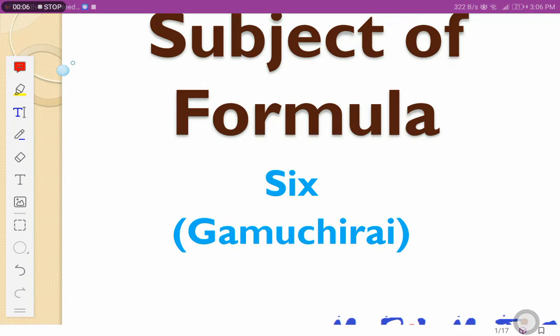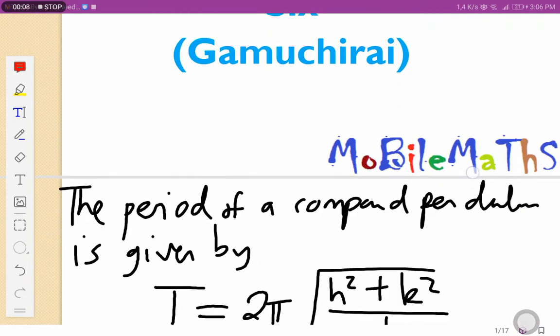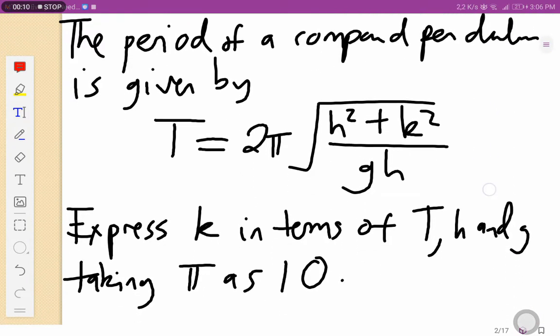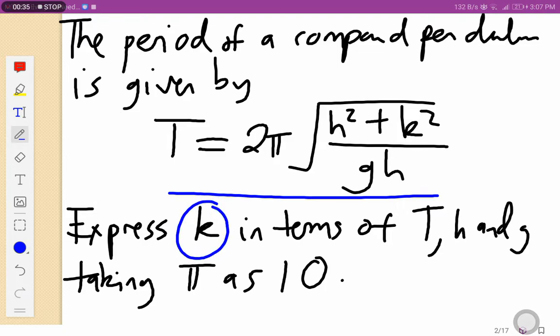Today we are looking at subject of formula 6, whereby we are looking at some formulas that you come across in physics, in mathematics, in motion, mechanics. So for starters, I've got here the period of a compound pendulum, which is given by the formula T is equal to 2 pi square root of h squared plus k squared over gh, and we want to make k the subject of the formula, and they said take pi to be 10.